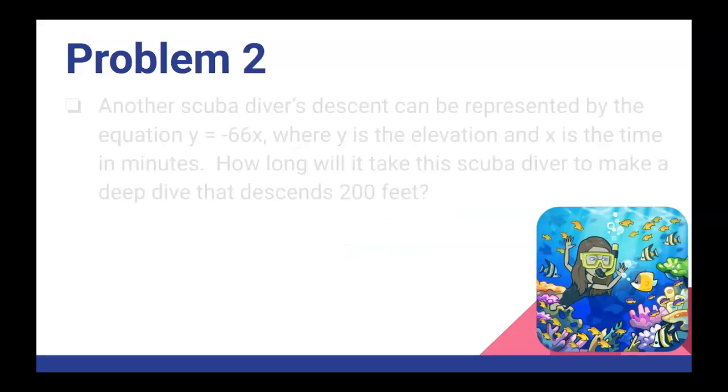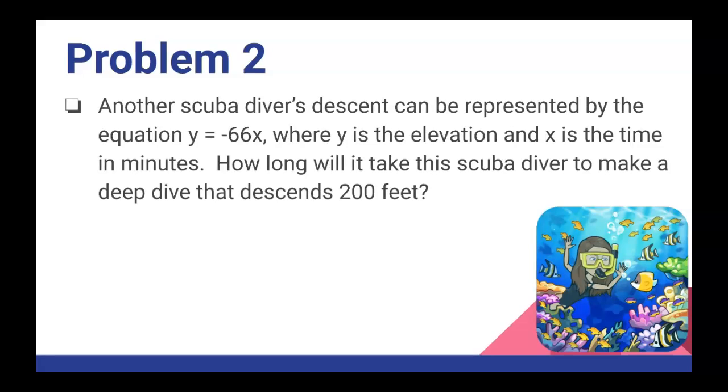All right, problem 2. There's another scuba diver, and her descent can be represented by the equation y equals negative 66x. So y is the elevation, x is the time in minutes. How long will it take this scuba diver to make a deep dive that descends 200 feet? See if you can figure that out.